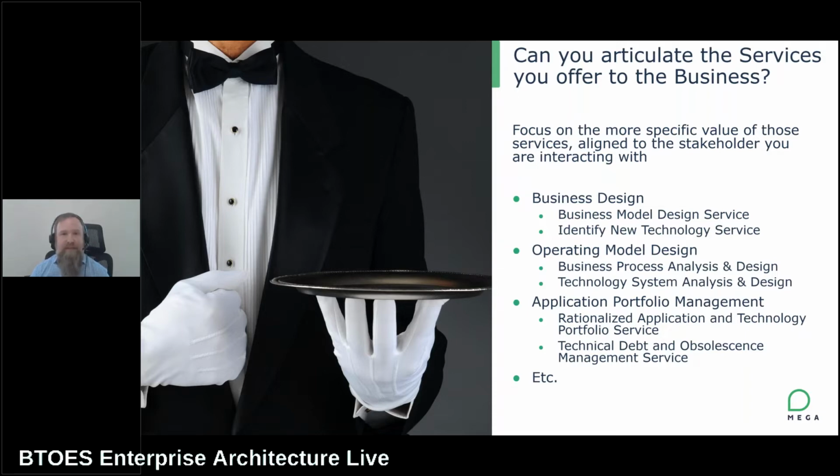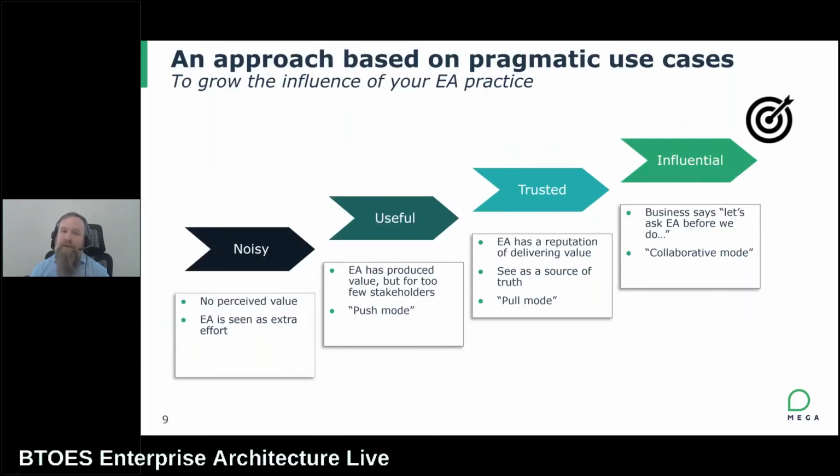And if you start thinking at this level, and why EA exists, what the purpose is that your stakeholders are really looking to benefit from, it changes the approach and the way that you interact with the organization. So at Mega, we've established a model we call noisy to influential. And this really is key to becoming indispensable within architecture.